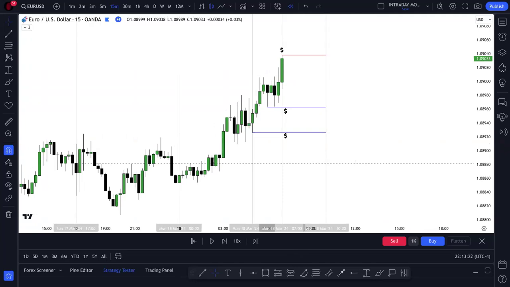Anybody in the chat can say it. Are we in a premium or in a discount for the weekly range? Remember, this is Sunday right here. This is Sunday's opening price. Are we in a premium or discount? Anybody just type something, and I'll wait.